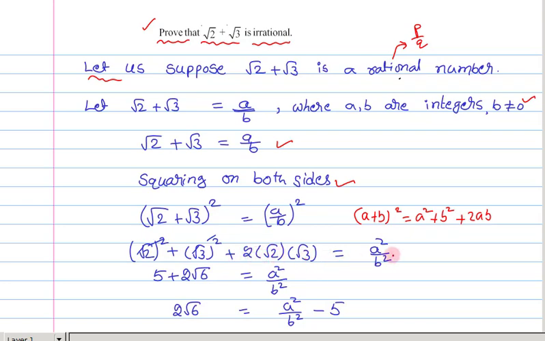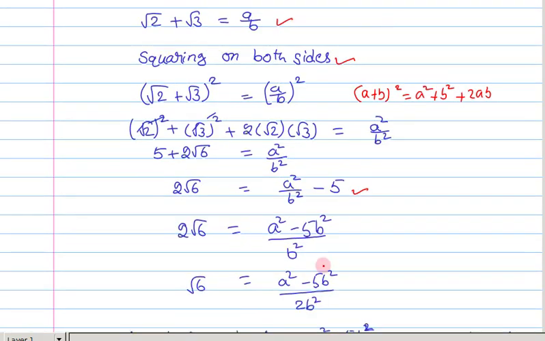This is equal to a square by b square, and the square and square root both get cancelled, so this LHS can be written as 5 plus 2 root 6 is equal to a square by b square. On transporting this 5 to the other side of the equation, it becomes negative. So we get the equation 2 root 6 is equal to a square by b square minus 5.